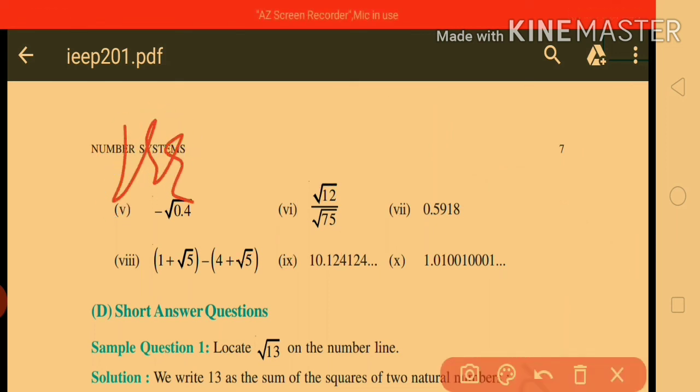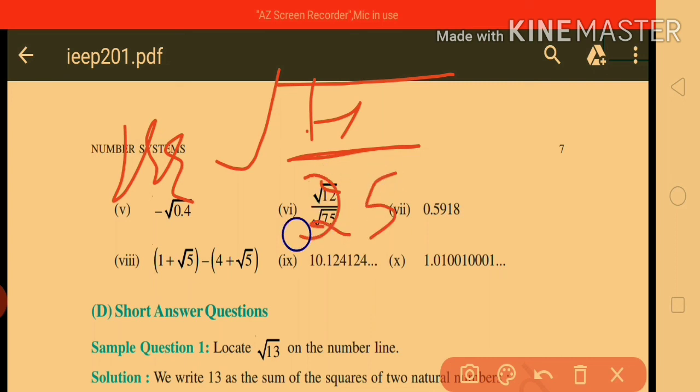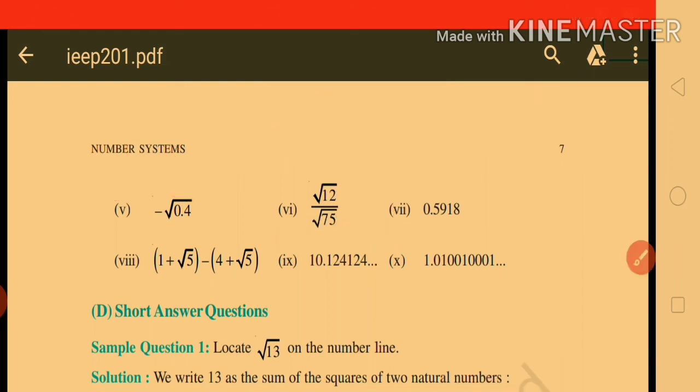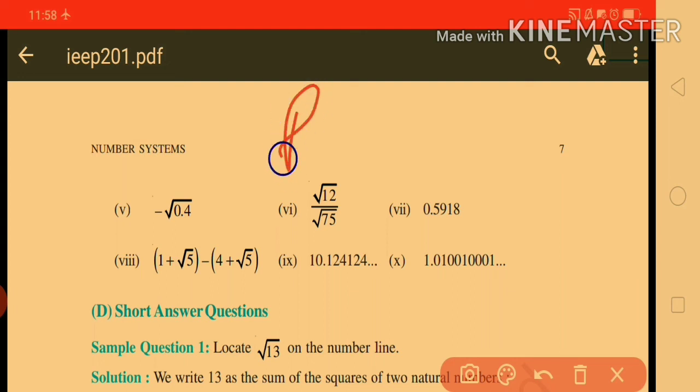Now root 12 by root 75, and 12 and 75 both are cut by 3, so 3 4s are 12, and 3 25s are 75, you will get 4 by 25. Square root of 4 is 2, you know that, and square root of 25 is 5, so 2 by 5 is a rational number. So you can say that this is a rational number. This is rational.